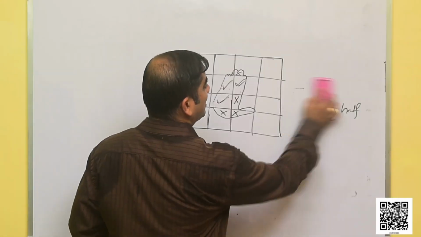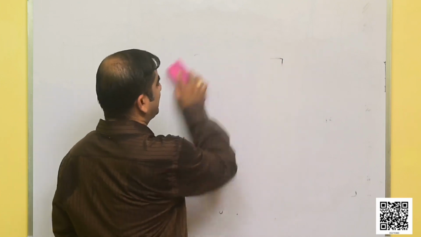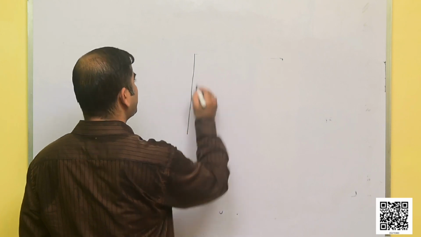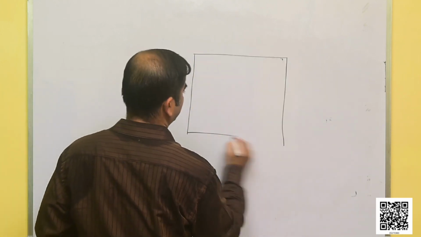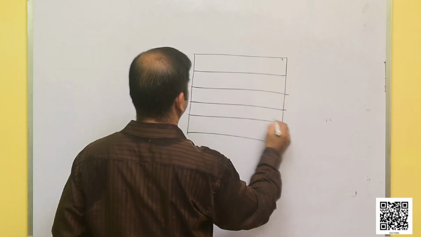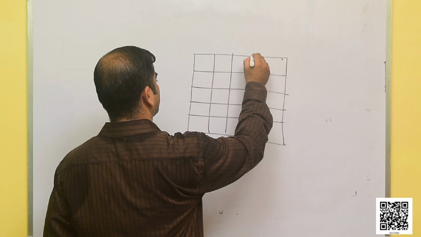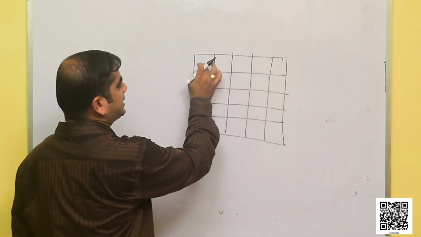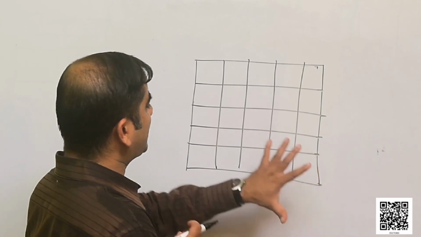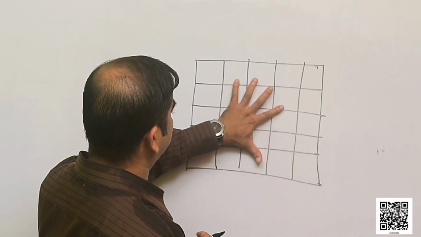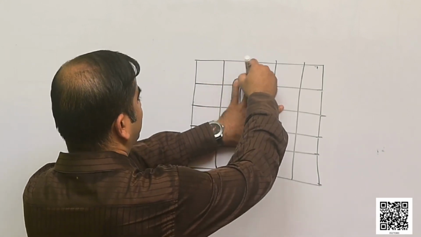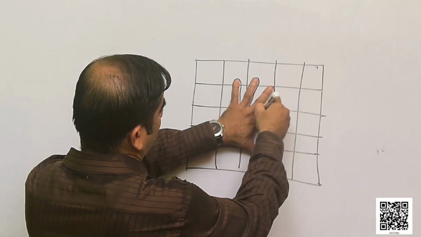Fine. Now let me show you something. I am drawing the same diagram again, assuming each square is having area 1 centimeter square. Let me spread my palm like this now and draw the boundary of my palm.